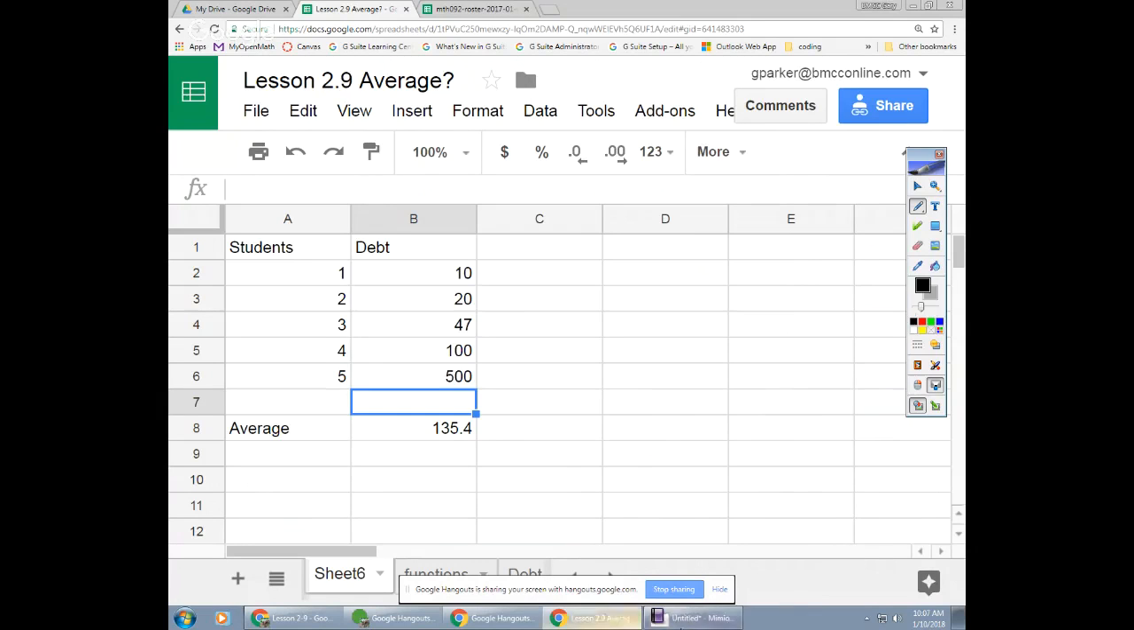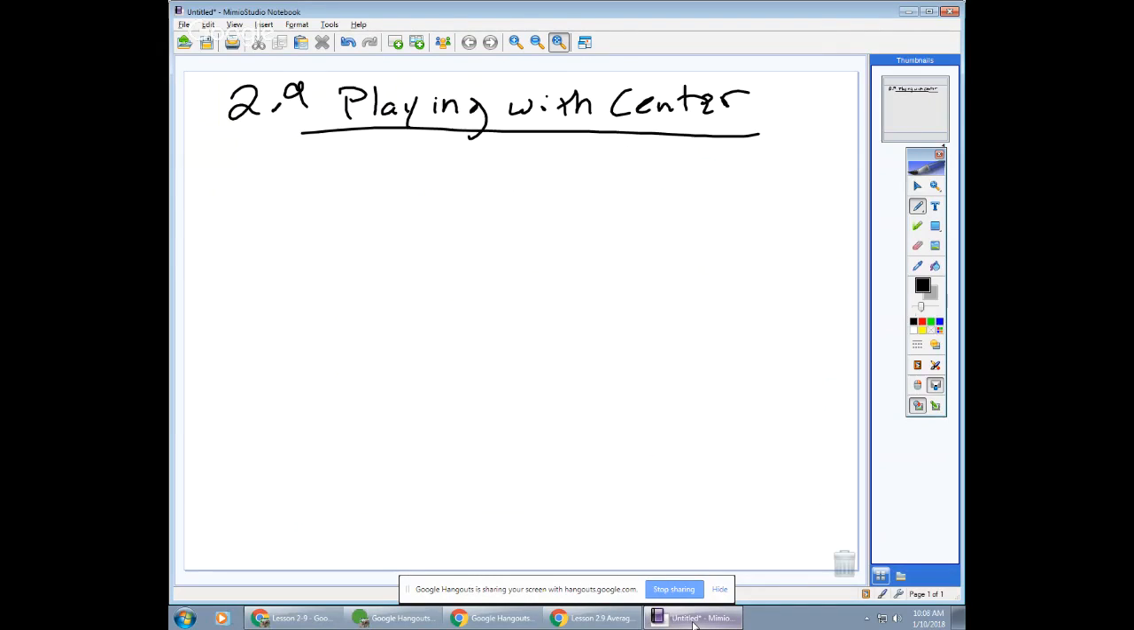How do you calculate average? What does average mean? Add them all together and then divide. So the way I usually write that is I say average equals the sum over the count.